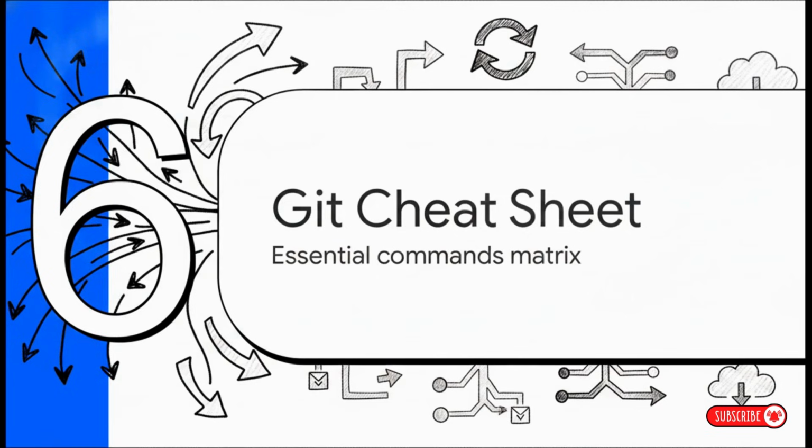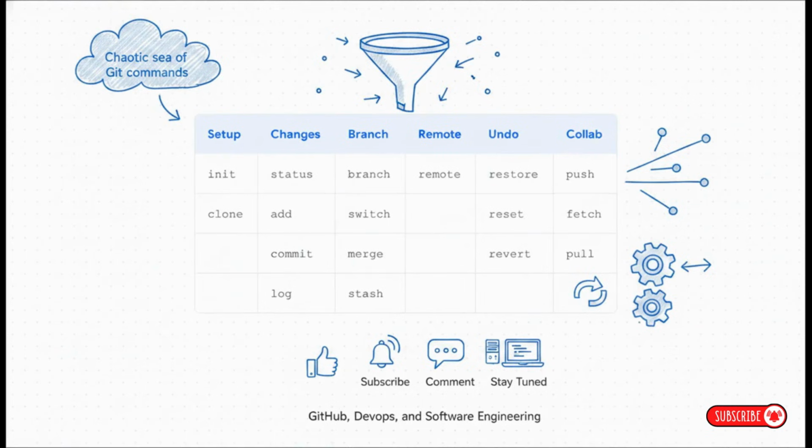Section 6, the essential Git cheat sheet. As promised, here is your high-value summary of everything we've covered today, all in one clean view. This matrix organizes the totally chaotic sea of Git commands into logical categories: setup, changes, commit, branch, remote, undo, and collaboration. Don't memorize Git commands. Understand the workflow.